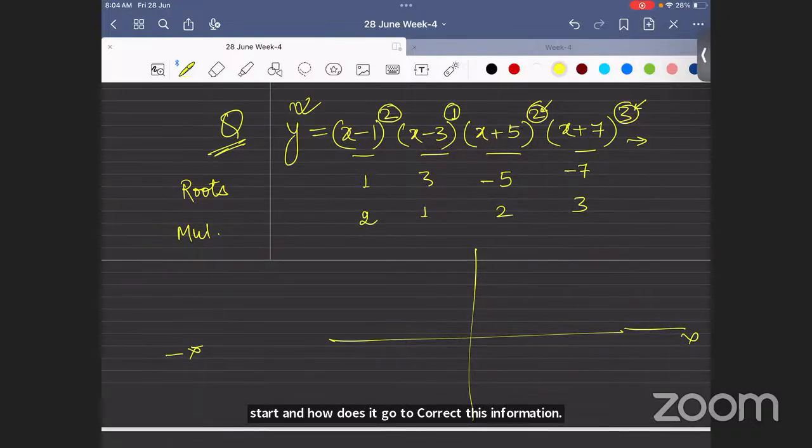Are you able to understand this, the end or the starting? Yes. Okay. So what I'm saying is, whenever you're plotting a polynomial, you should know how the graph of this polynomial will start at minus infinite and how it will go to positive infinite. If this is clear, let's move to the next part.